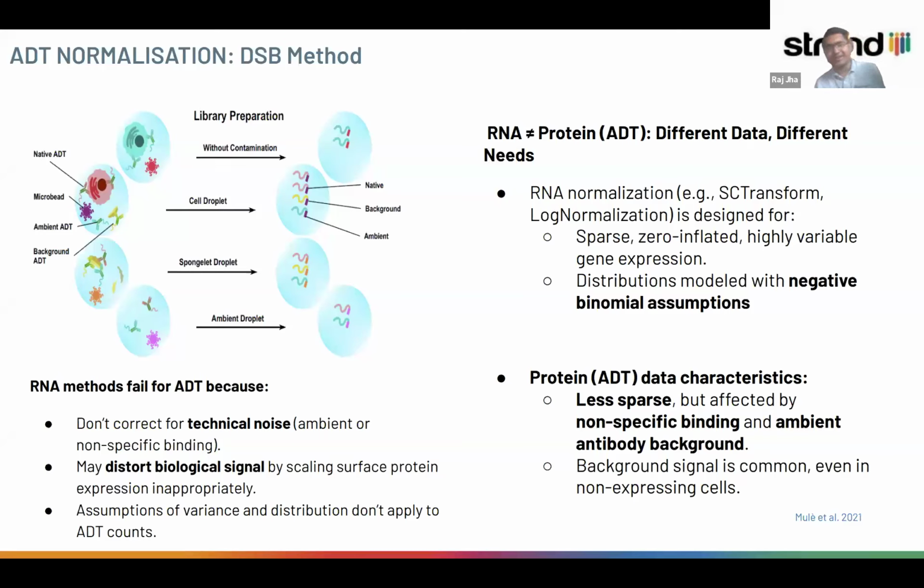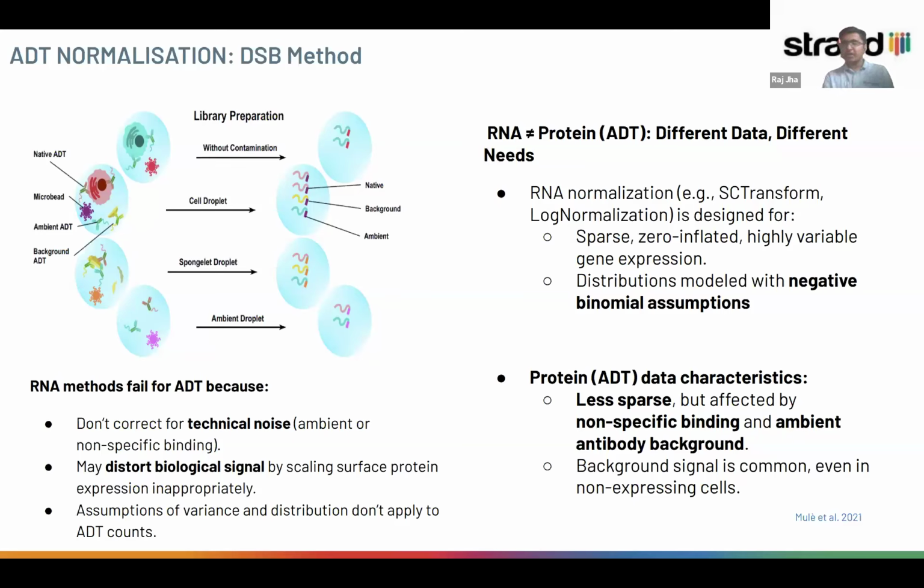RNA data is much different from ADT data, right? Why? Because RNA data is sparse, it has a lot of zeros, and it is highly variable gene expression. Therefore, the distribution upon which it is modeled is a negative binomial distribution. However, with protein, we do not have this problem. It is less sparse, but the problem that we have is that there is a lot of non-specific binding, which leads to ambient antibody background.